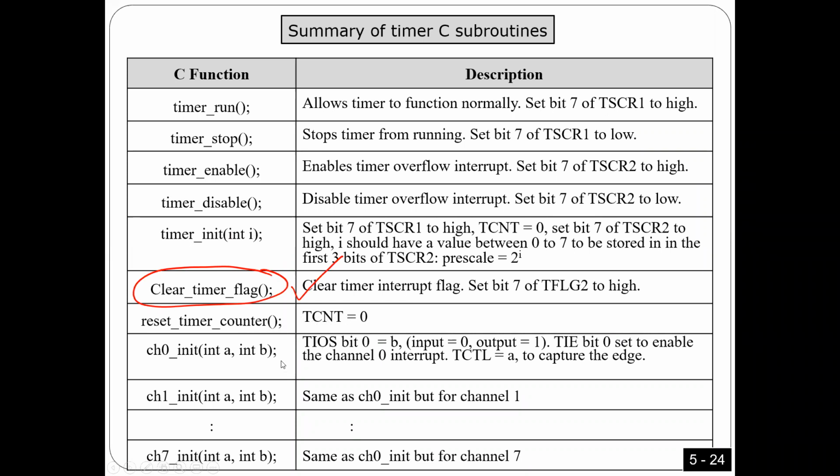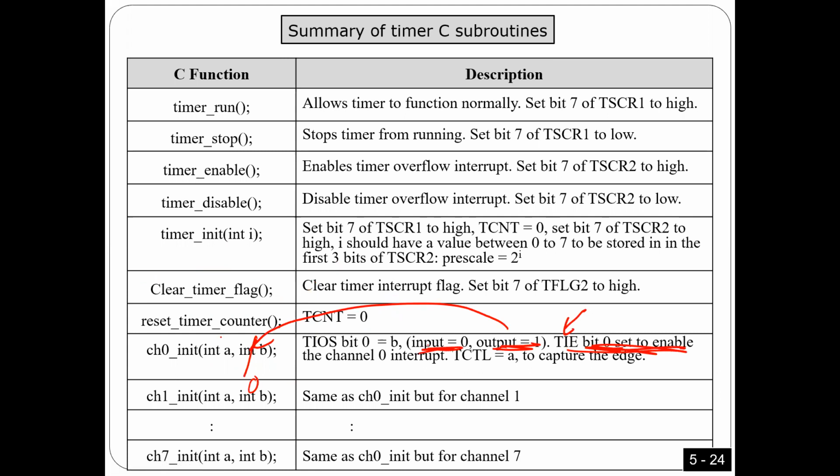Okay. For a channel, we have channel 0 initialization, 1 until 7, right? So for a channel, all you have to do is send 2 values, as you will see right now. One value, which is P here, B is used. This one is going to go to TIOS to make it input capture or output compare. That means, very simple, if I put here 0, I'm going to make it input capture, right? If I put 1, I'm going to make it output compare. Also, this function is going to enable interrupts from TIE. It's going to enable interrupts, okay?